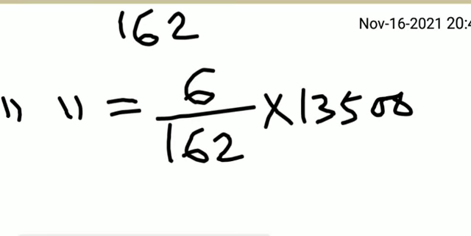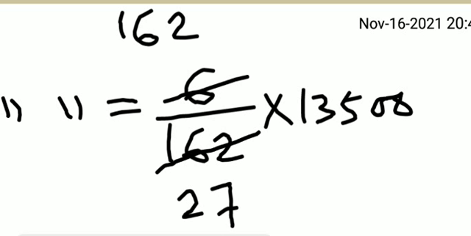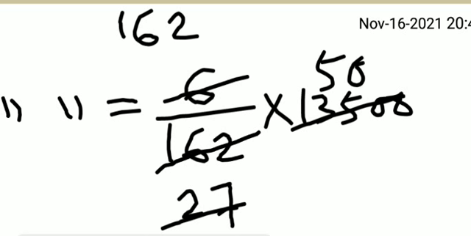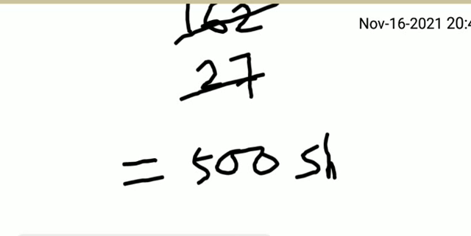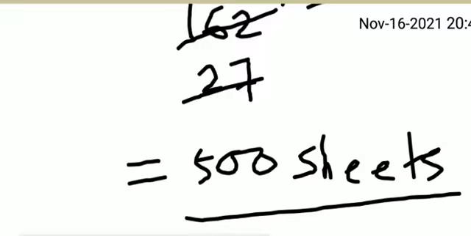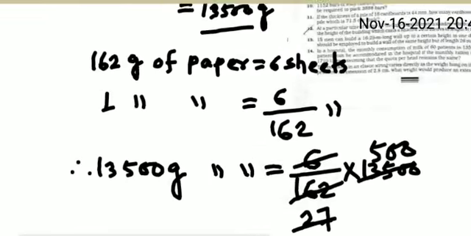What we can get? 6 and 162 cancel. 6 2s are 12. 6 7s are 42. Okay. Now 27 and 135 just cancel. You leave 5, then 0 0. Okay. That means the number of sheets will be 500. So this is the required answer of question number 9. Okay.